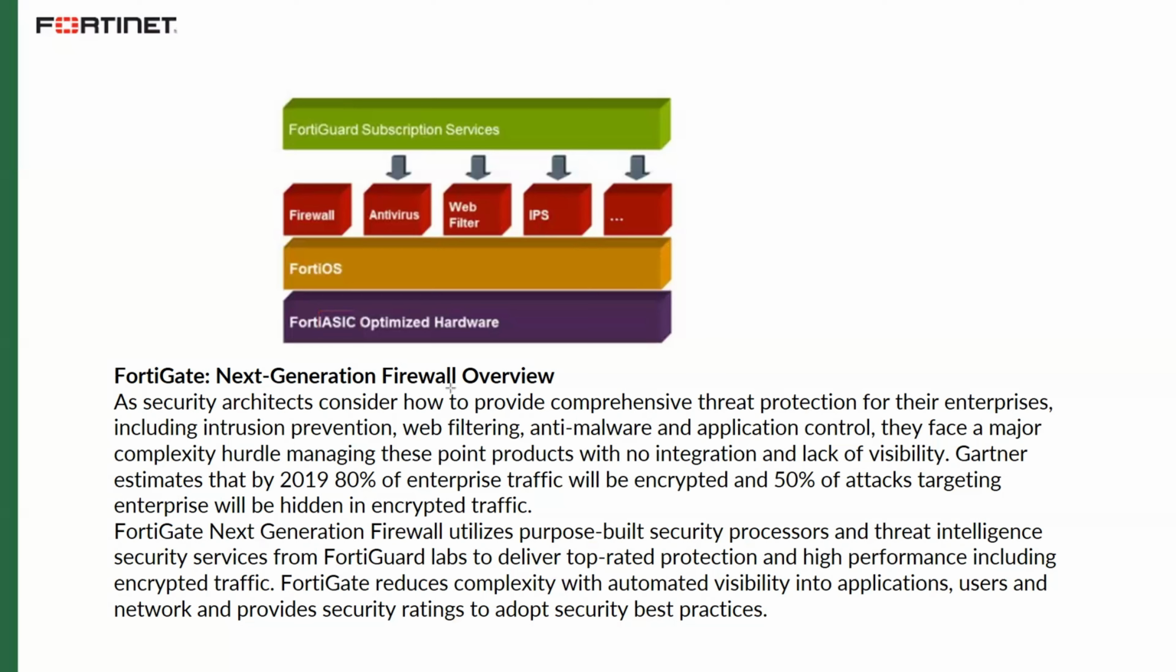So FortiGate firewall says, hey, I have my own ASIC chip. 40 ASIC chip means what? FortiGate firewall produces their own ASIC chip, or the CPU, which is integrated in their hardware. That's why we call it a 40 ASIC optimized hardware. Right, this is 40 ASIC optimized hardware.